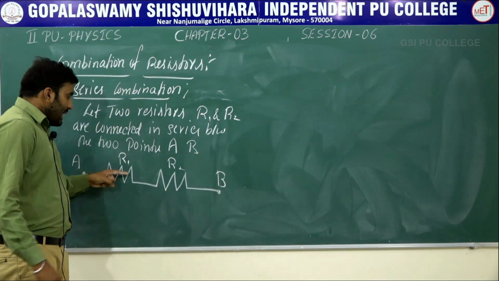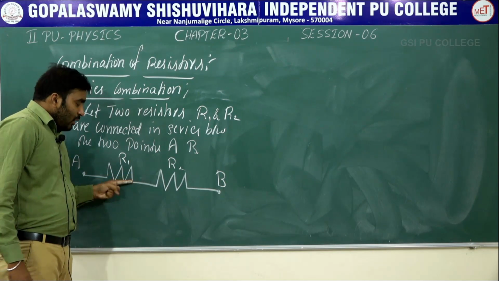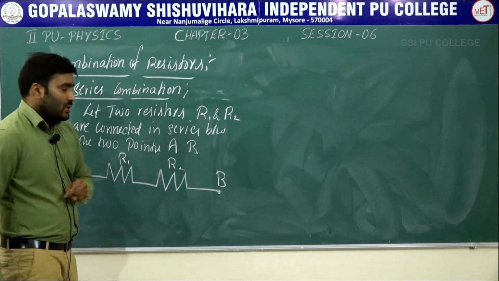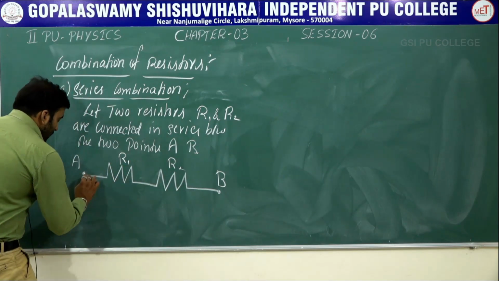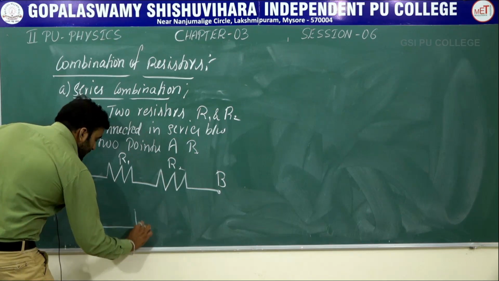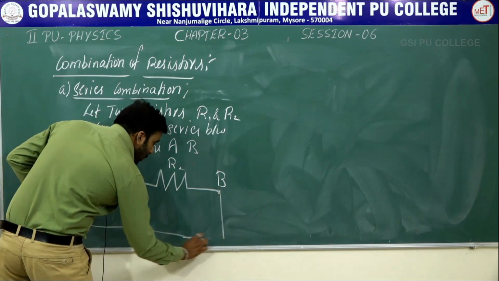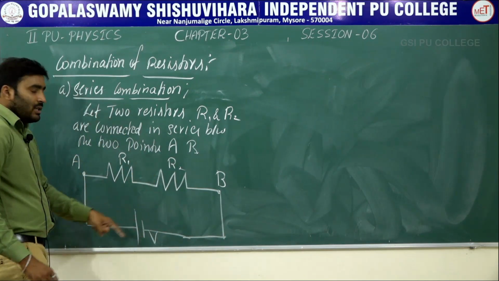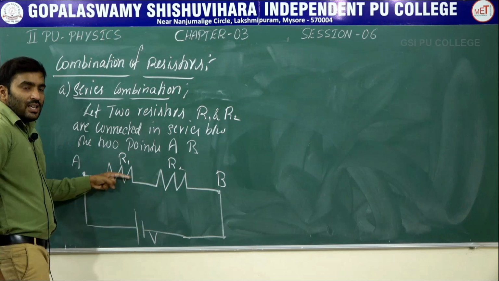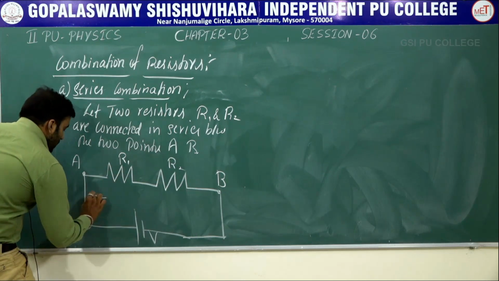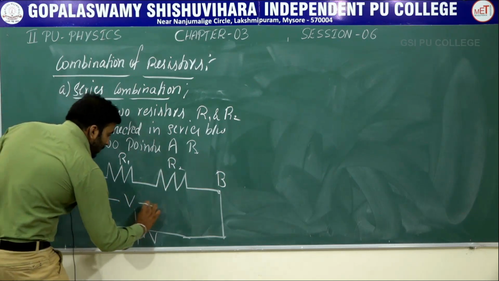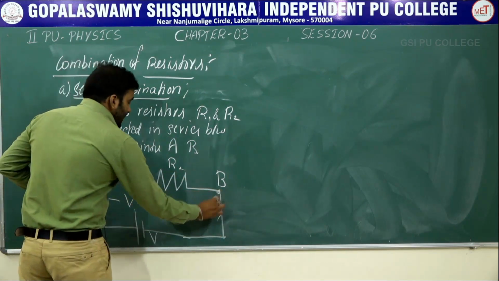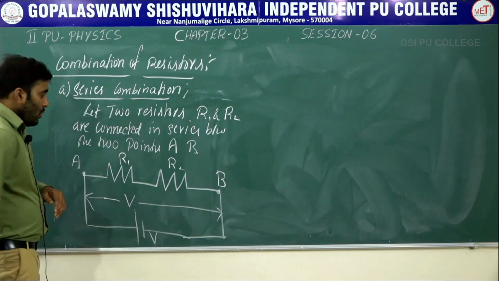The series combination is like this. The end of one resistor is connected to the end of another. So this is the series combination of resistors. Let us say that we have connected an external source of voltage V across it. So we have connected a cell or a battery of voltage V across these 2 resistors, so that there is a constant potential across the 2 ends A and B. So in between the points A and B there is a constant potential of V.